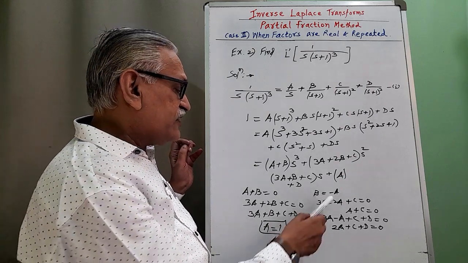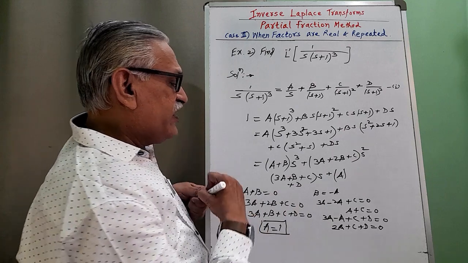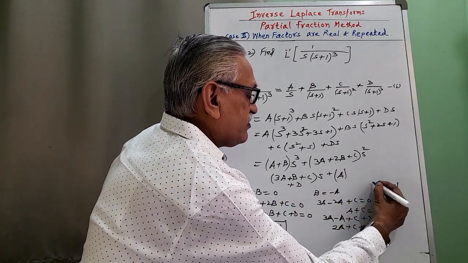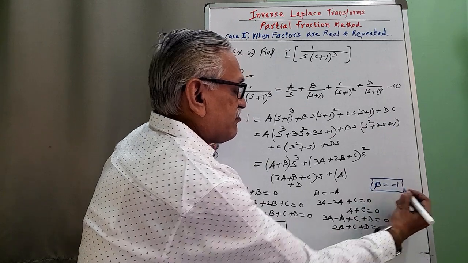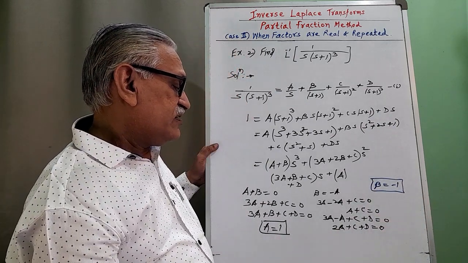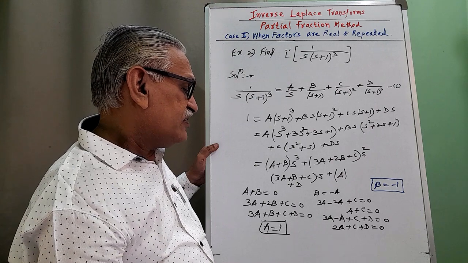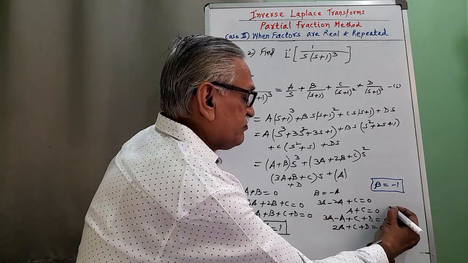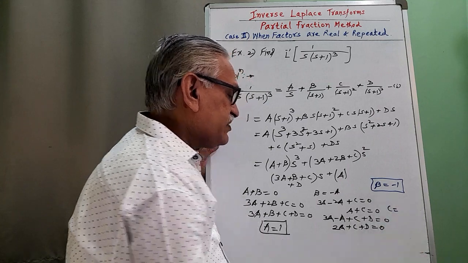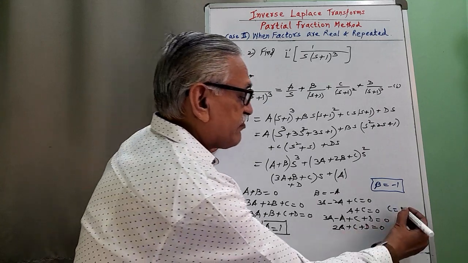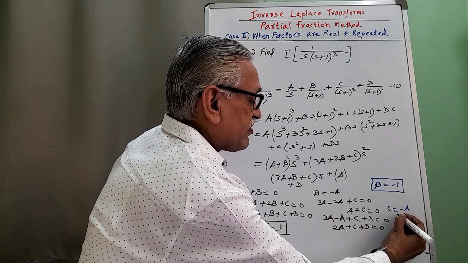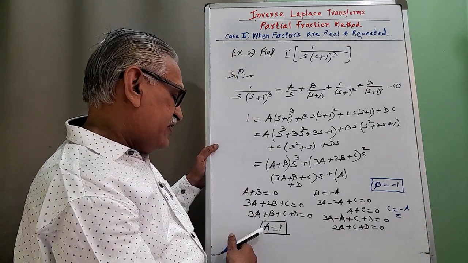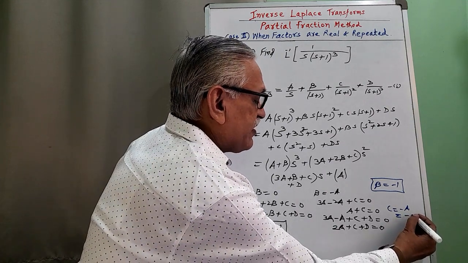Then substituting that value of a as 1, we get the value of b, therefore b is equal to minus 1. Then a plus c is equal to 0, means c is equal to minus a, and a is 1, therefore we get the value of c as minus 1.